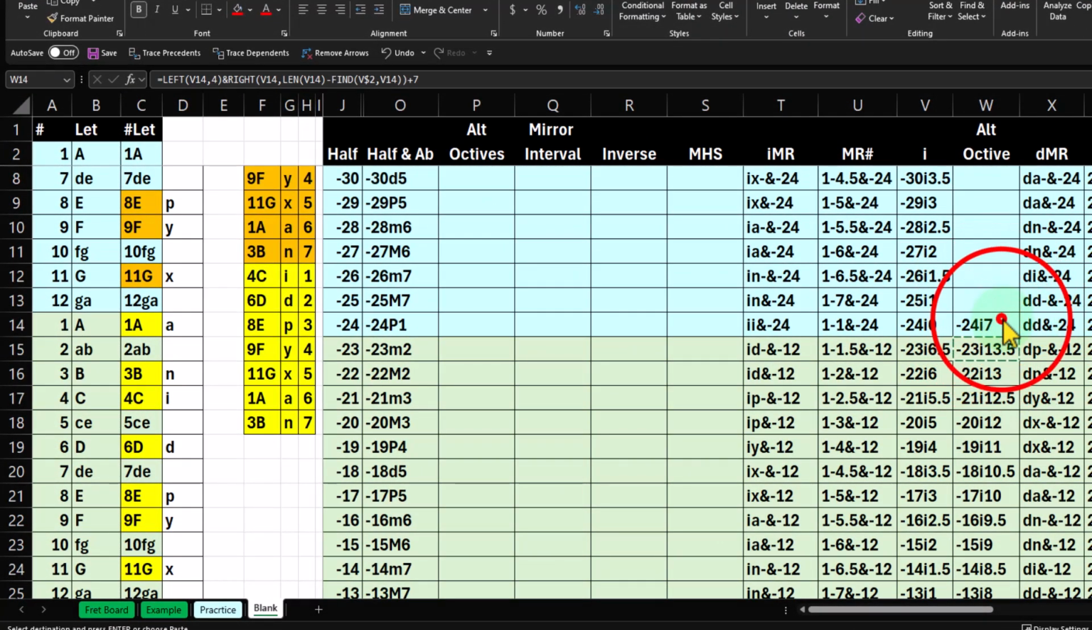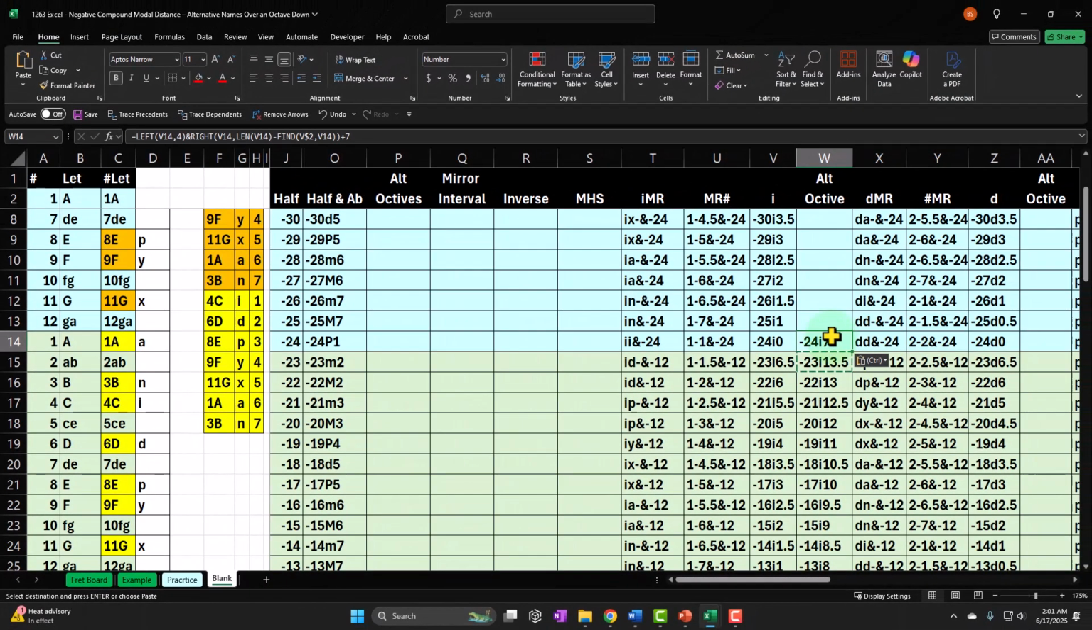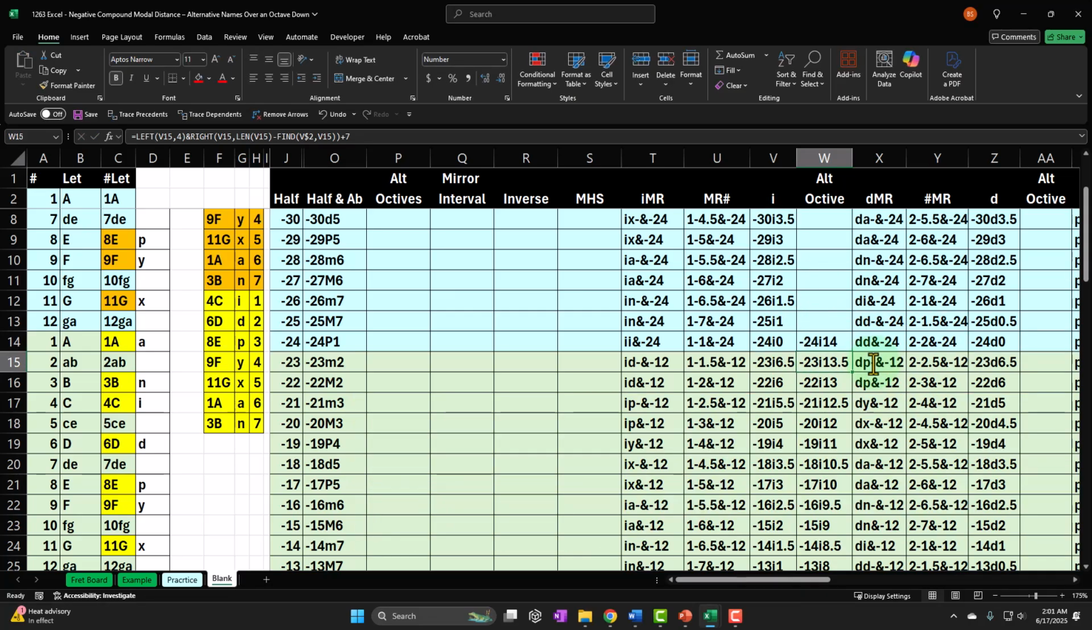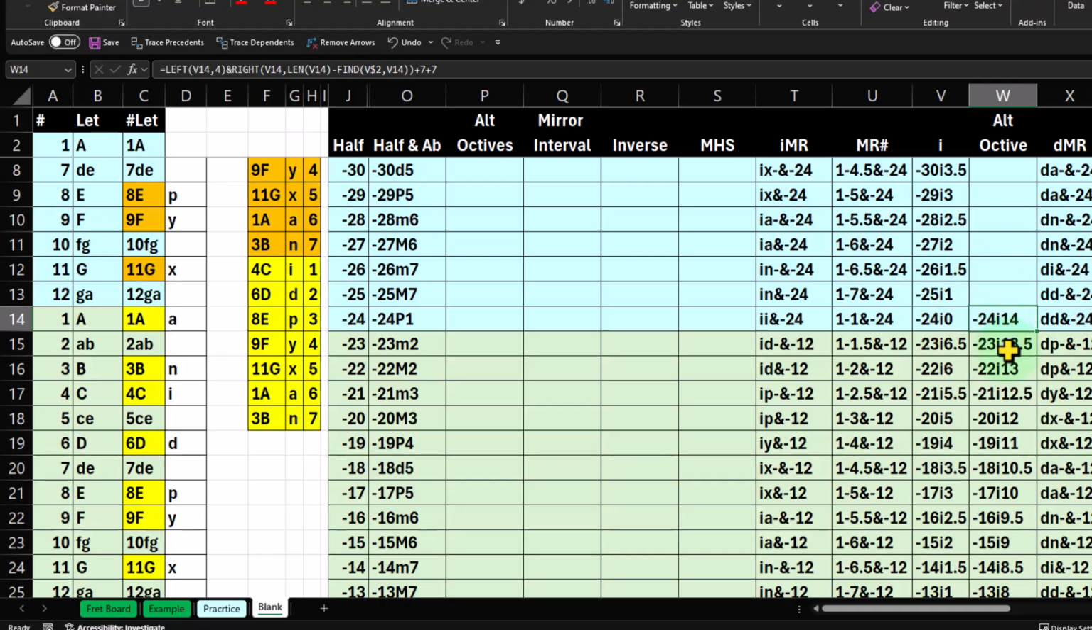I think that's what I have in my notes. So now, negative 24 I negative 7, I have to add 2 7s because it's going to be 2 octaves up. So now you've got a negative 24 Ionian 14.